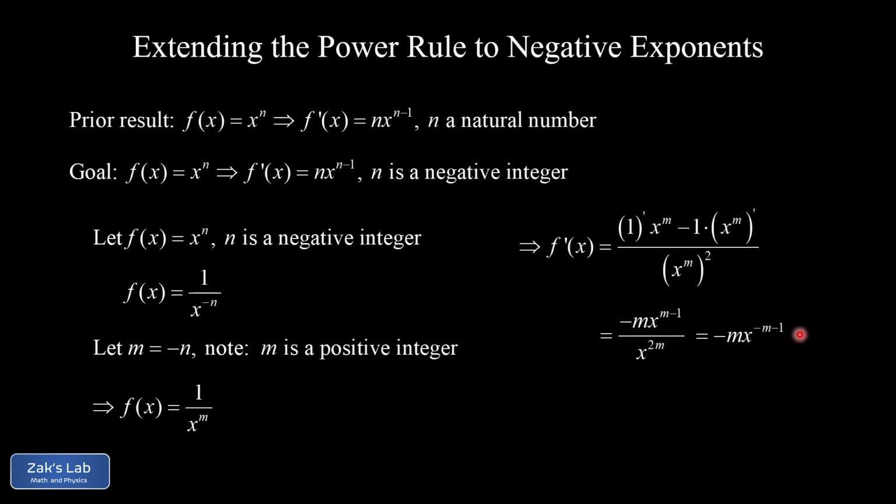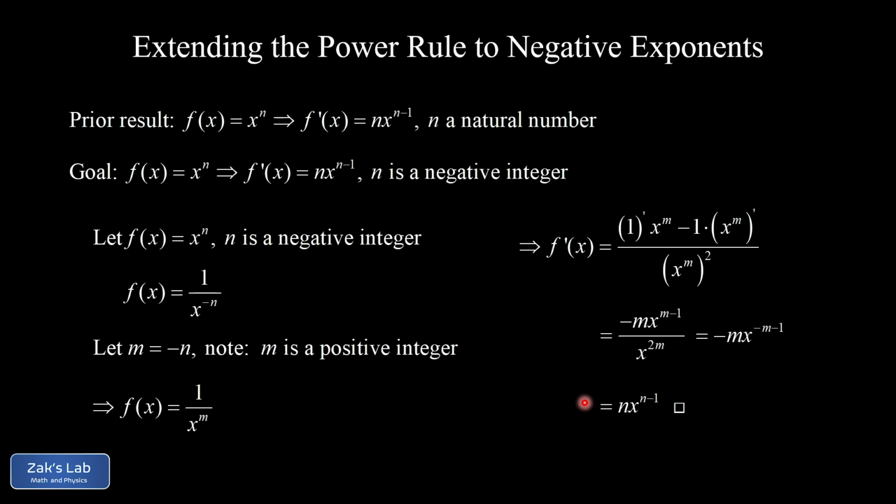And now we're about to complete the proof. Remember what m stood for. Over here is where we made the substitution, m equals negative n. So let's replace all the m's with negative n's, and that's the moment we get what we were looking for. Even when n is a negative integer, the derivative follows the exact same pattern. I get nx to the n minus 1, and that completes the proof.